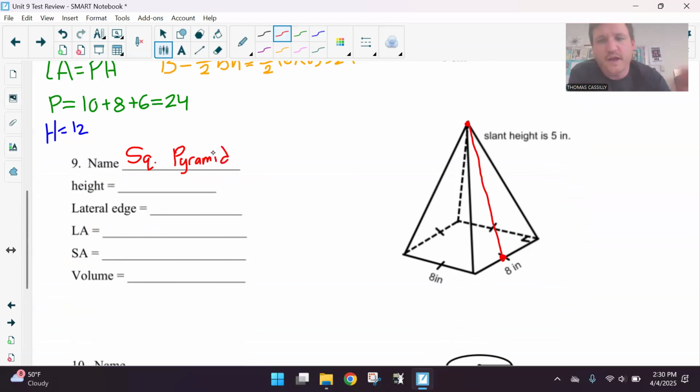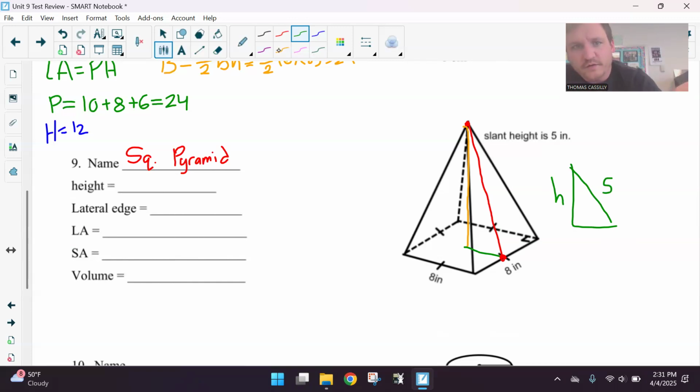All right. The height. How can we find the height? So the height, or sometimes we call it the altitude, it's just going to drop straight down to the middle of the base. All right. So if we look at this, we can make another right triangle here. So maybe off to the side, we'll do something like this. Here is our height. The slant height is a 5.